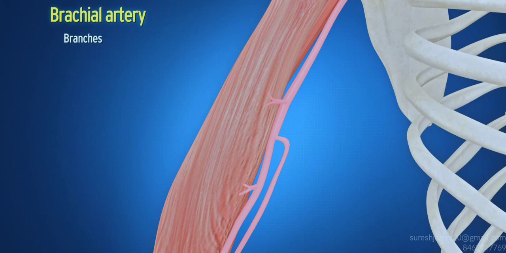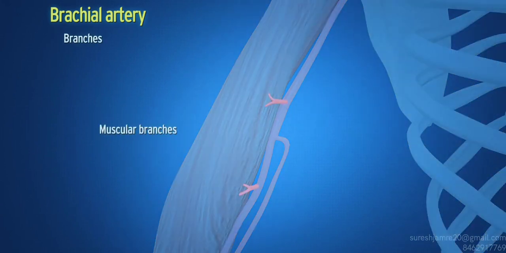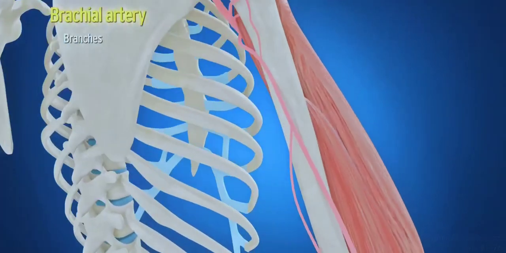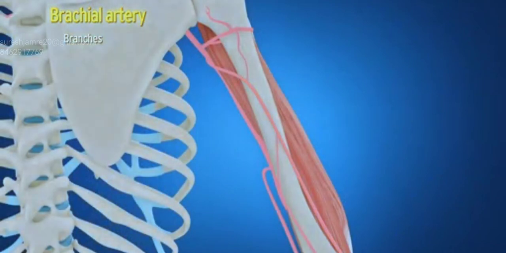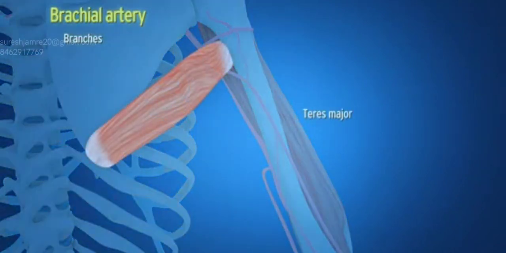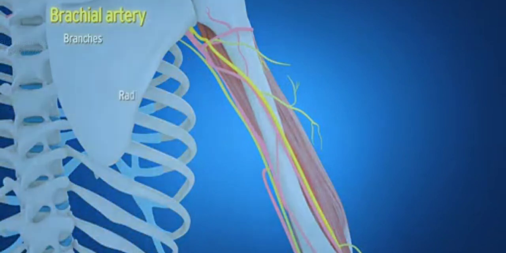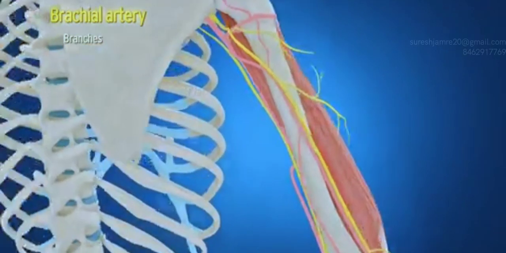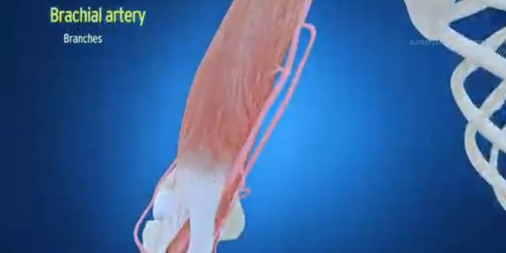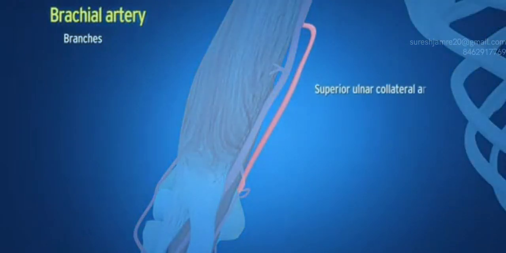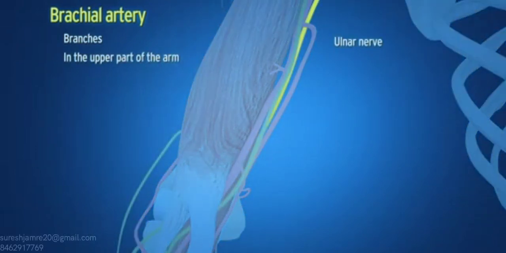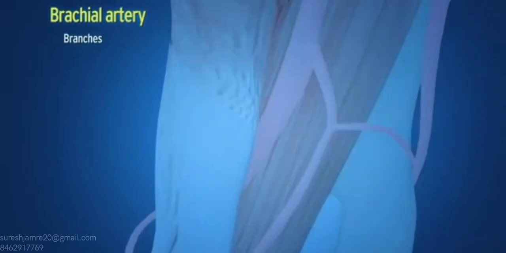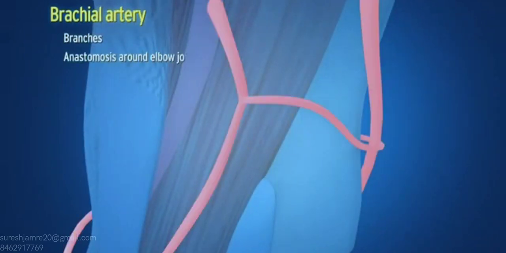Branches. Muscular branches. Profunda brachii artery arises below the teres major and it accompanies the radial nerve. Superior ulnar collateral artery arises in the upper part of the arm and accompanies the ulnar nerve. Takes part in anastomosis around elbow joint.